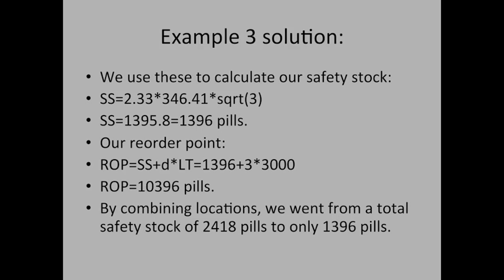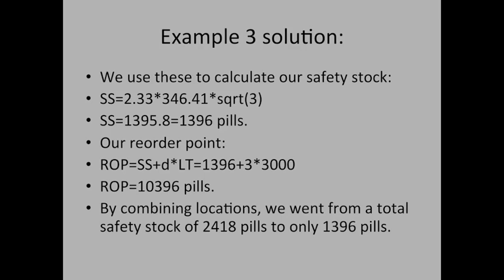When we calculate the safety stock at the combined location, we use our standard deviation of demand for the combined location, 346.4. Multiply this by our z-value and by the square root of the lead time. What we find is that we have a safety stock of about 1,396 pills.